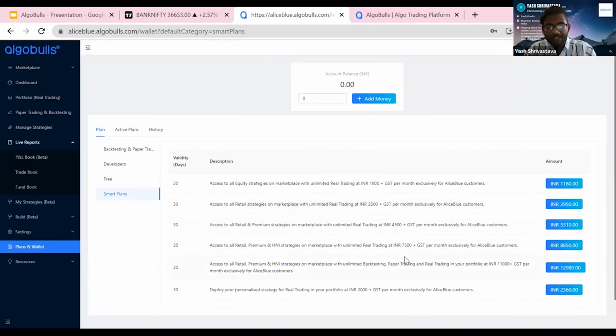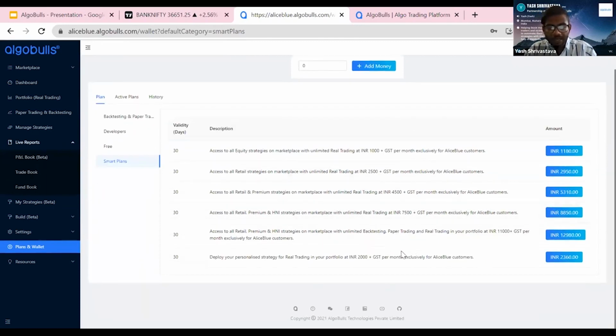Then the second kind of package is the premium package, which is our retail plus premium market, which you will get access to with 4,500 rupees. So if you are looking for option buying strategies and trading in option instruments, this is the pricing which would come to you, on a per month basis. And the third is access to all retail plus premium plus HNI strategies. You get access to all these three at 7,500 rupees plus GST.